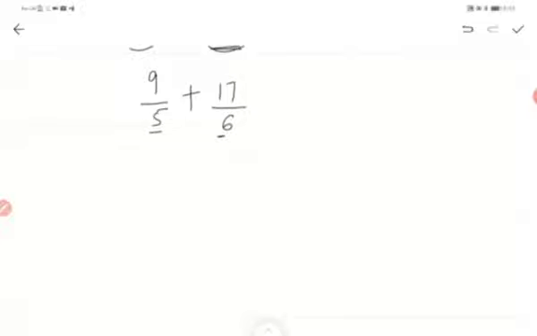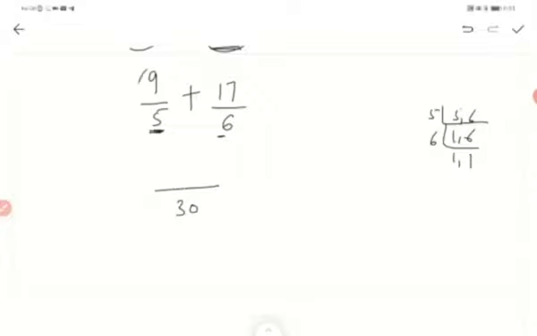So what you will do, you need to get your LCM. So you will get 30. Okay, if you take the LCM of these two, you will get 30. 6 5s are 30. So my LCM is 30.